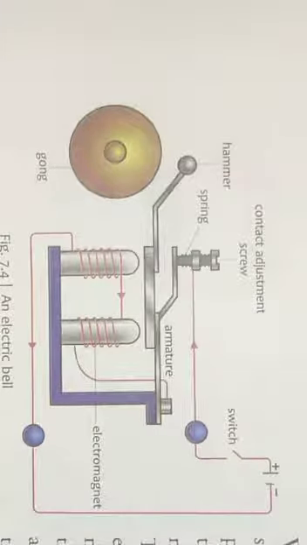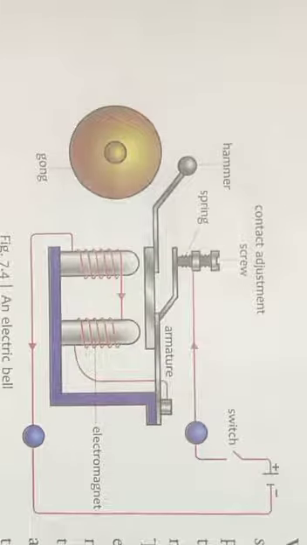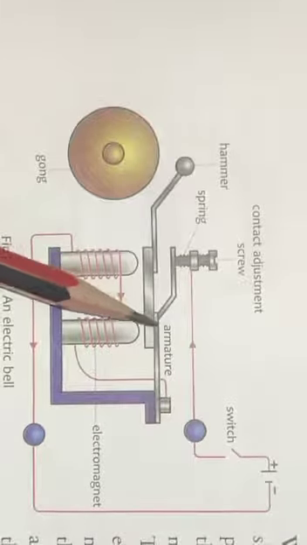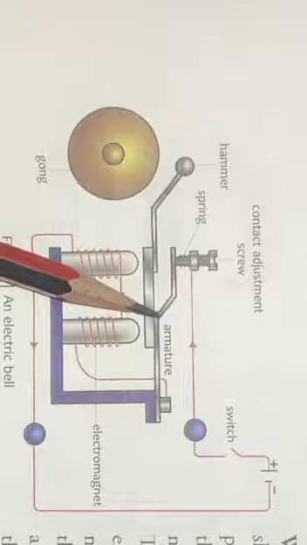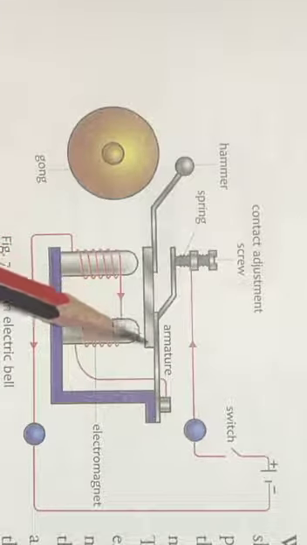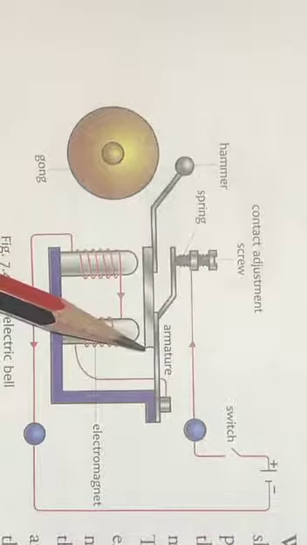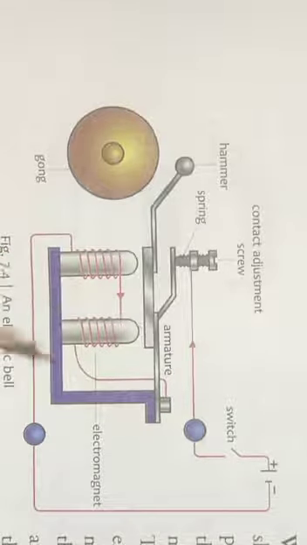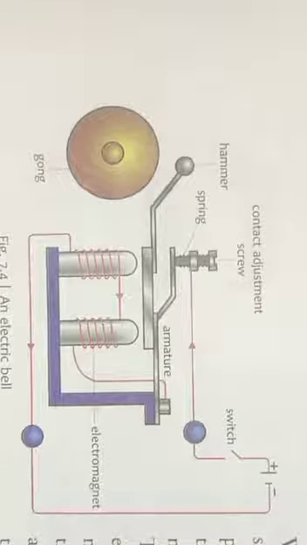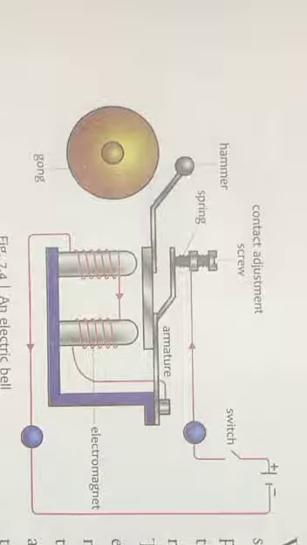Now when the current stops flowing, the electromagnet loses its magnetism again. And when the electromagnet loses its magnetism, the armature goes back to its original place. Did you get it? So as long as the switch remains pressed, the bell keeps on ringing. It goes on ringing repeatedly.